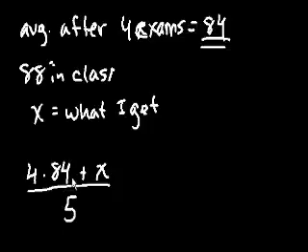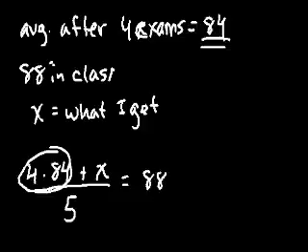We just figured out the average of the first 4 exams, but now we sum up the first 4 exams here. We add what I get on the 5th exam, and then we divide it by 5, because now we're averaging 5 exams. And I said that I need to get an 88 in the class. And now we solve for x. So let me make some space here.